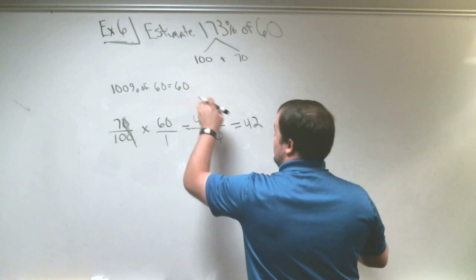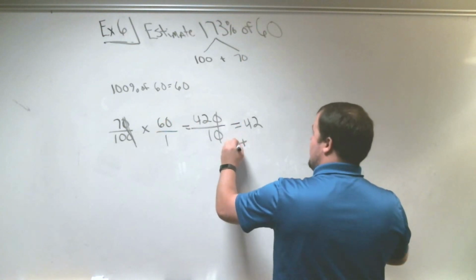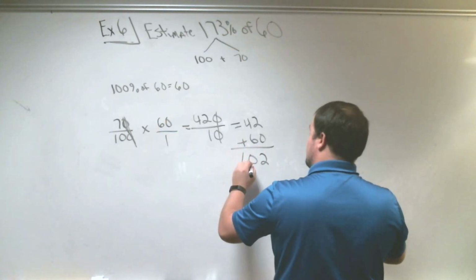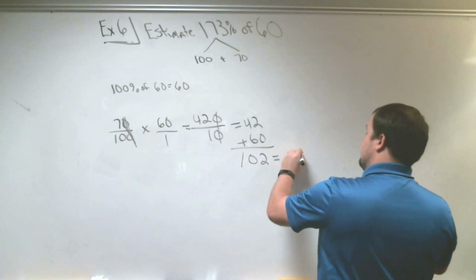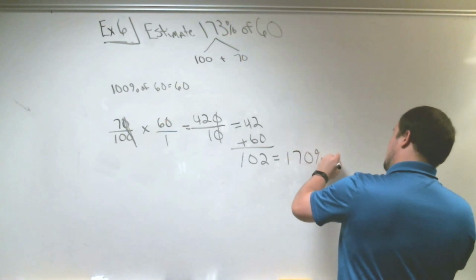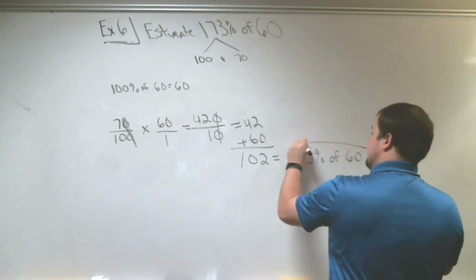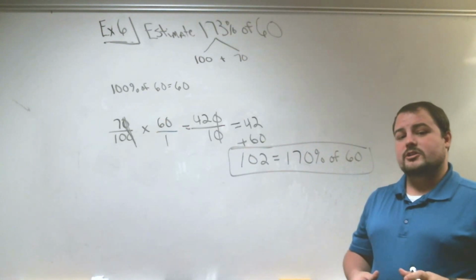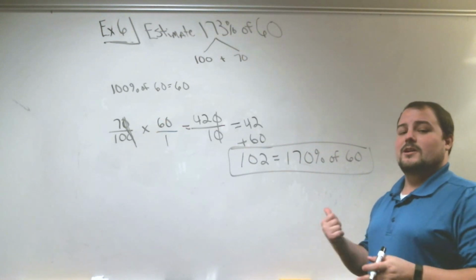I know 100% is 60. So I'm going to add 60 to this, and I get 102 would equal 170% of 60. So this is about the answer that I'm looking for. 102 would be about 170% of 60.